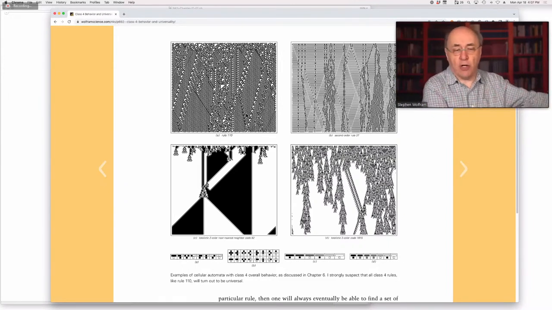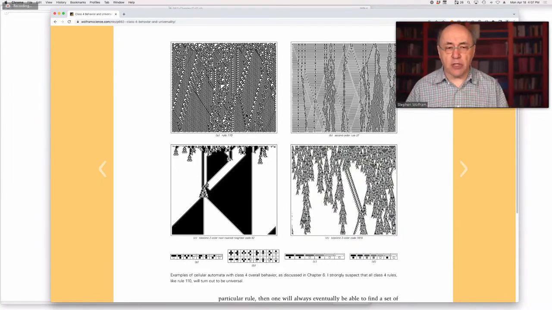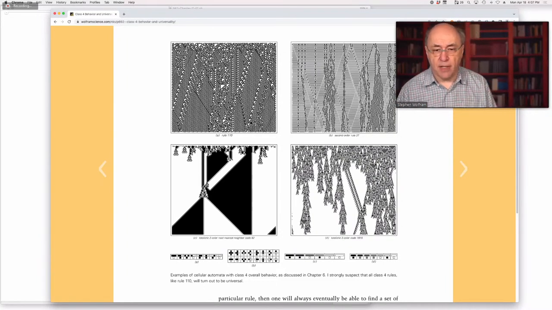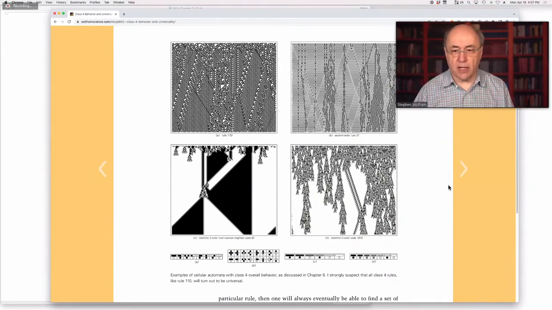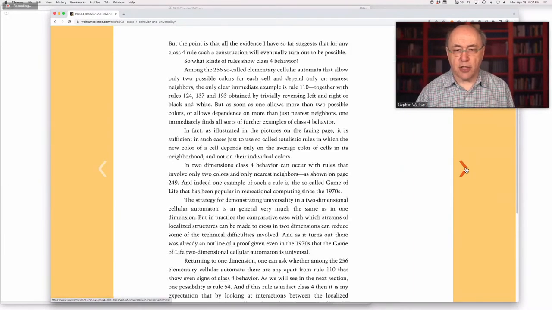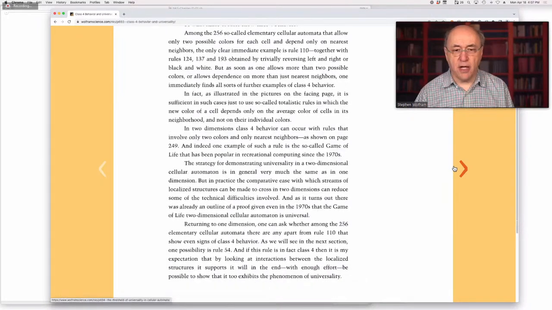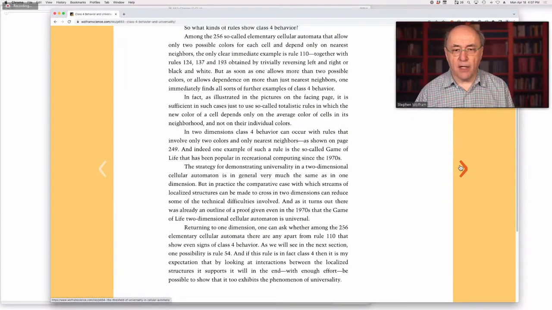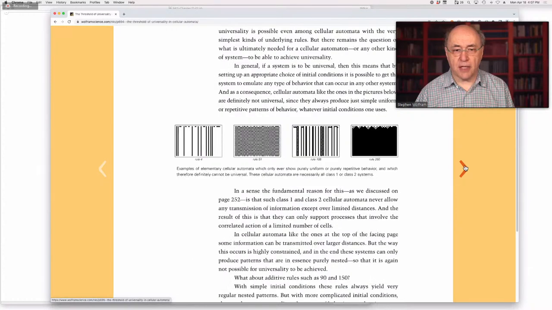Although it took a bunch of work with rule 110, for example, to actually do the engineering, it's at least plausible with class 4 cellular automata that it's a sort of finite process of engineering that has to be done. So these are a few examples of class 4 cellular automata showing these localized structures, these particle-like structures. The question is, how would you show universality?